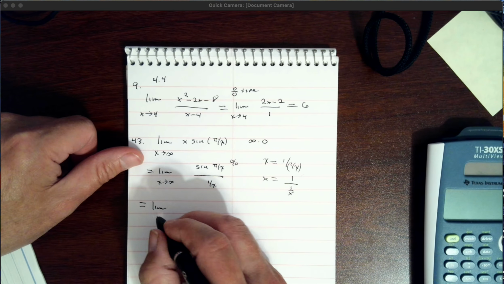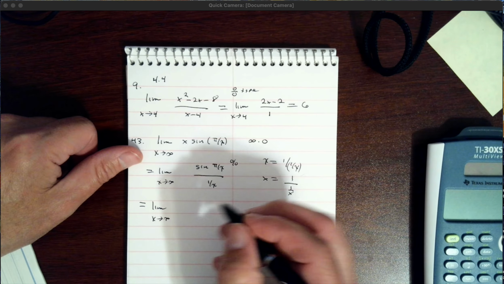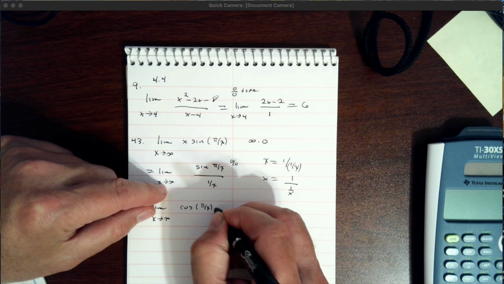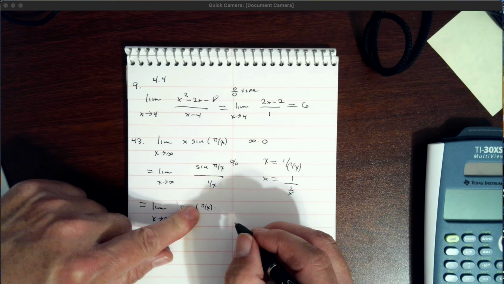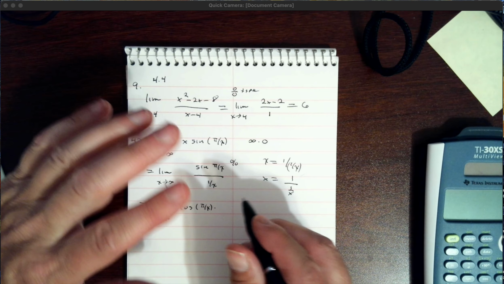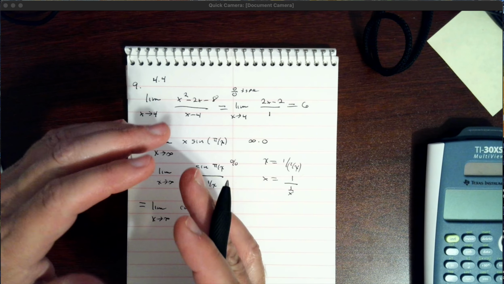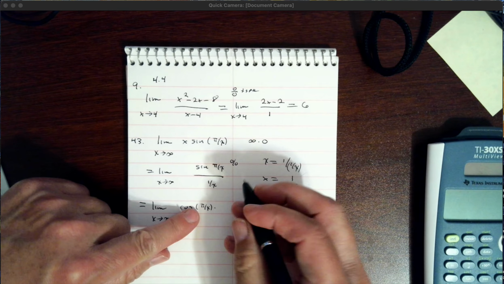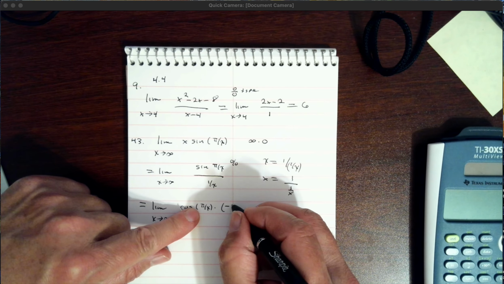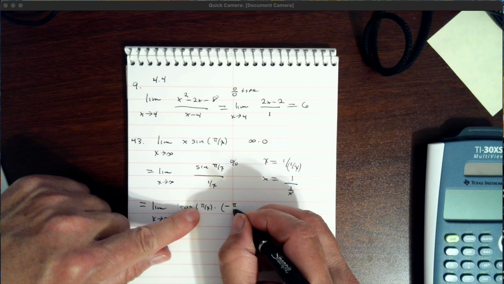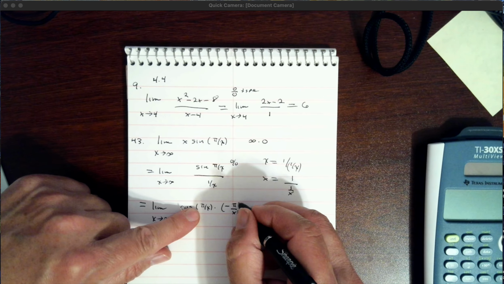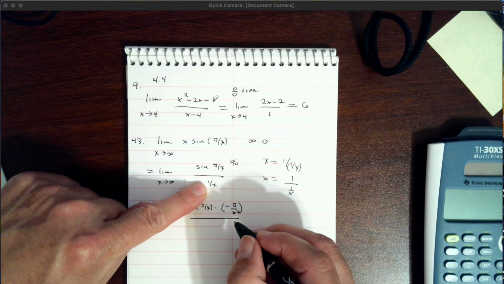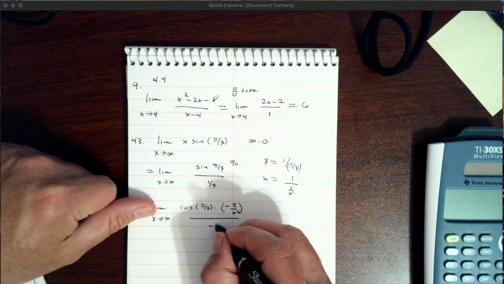Do not forget the chain rule. It's always important. Limit as x goes to infinity, so it's the cosine of pi over x. But now the derivative of the inside. Pi is just a number, like 1 or 2, so don't just multiply it. Just keep it there and multiply it by the derivative of 1 over x. In other words, it's pi times negative 1 over x squared. See, the derivative of 1 over x is negative 1 over x squared.